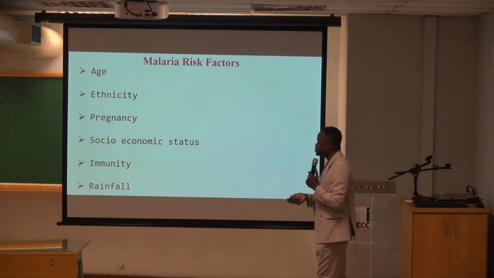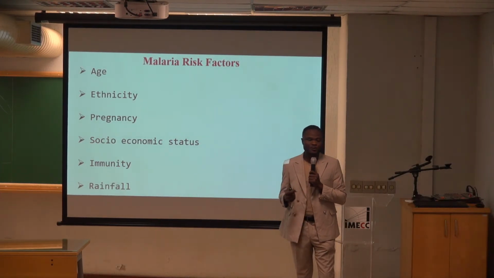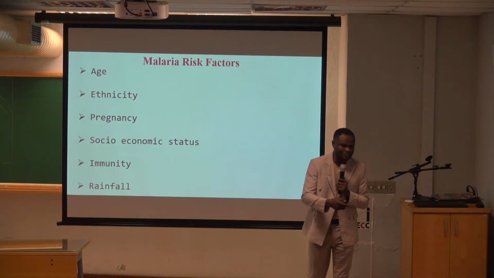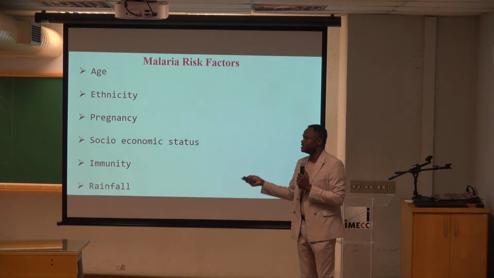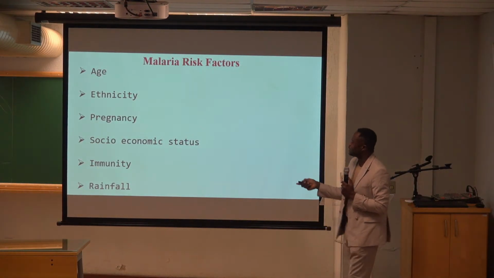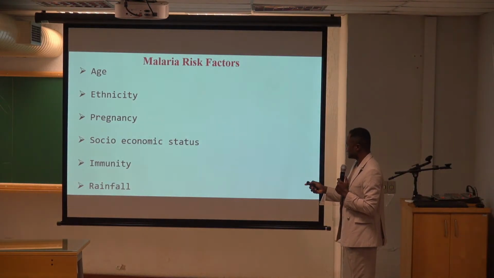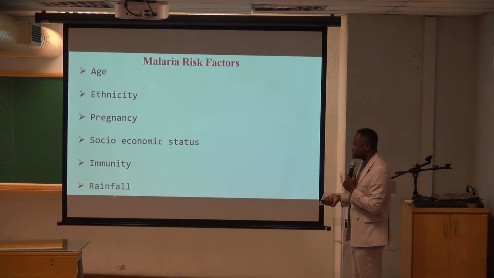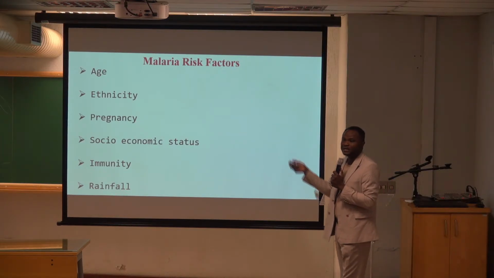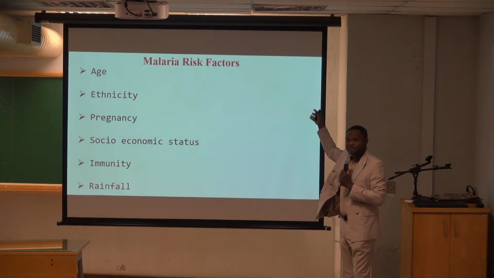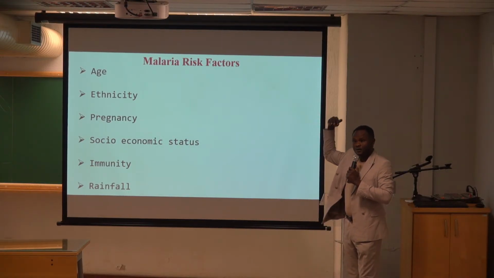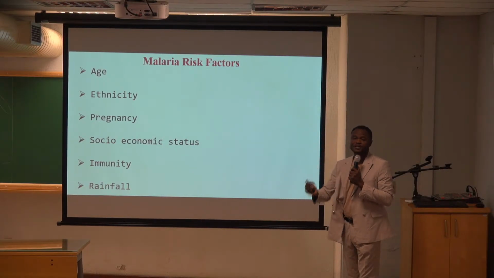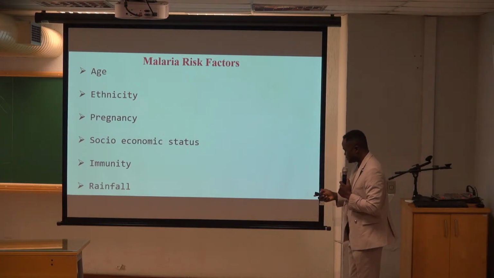Then we also have socio-economic status: people who can't afford a decent lifestyle. For instance, somebody who can't afford to buy mosquito nets or repellents might come down with malaria when bitten. Then we have immunity and rainfall, and that is why malaria is abundant in the Amazon in Brazil, because there we have abundant rainfall. Almost every day it rains in the Amazon.